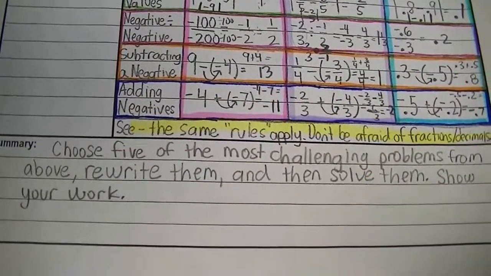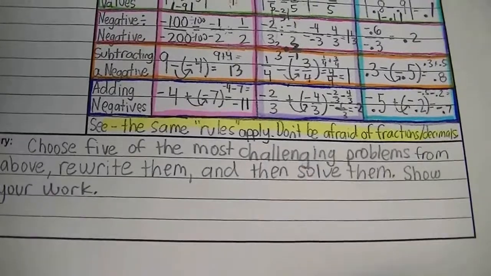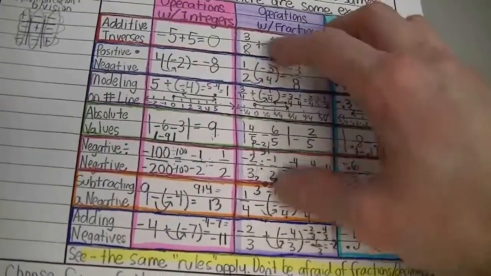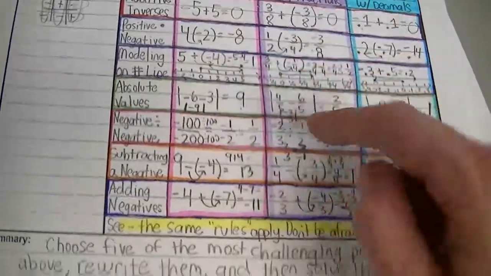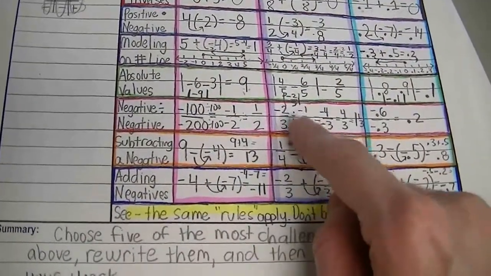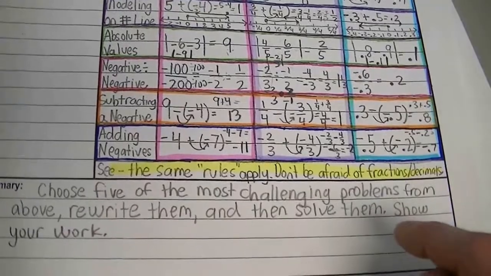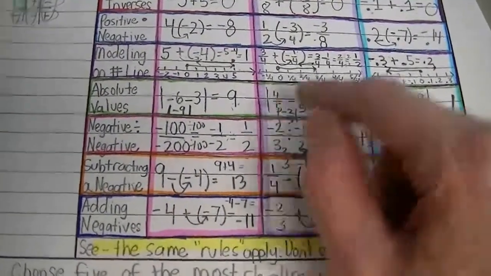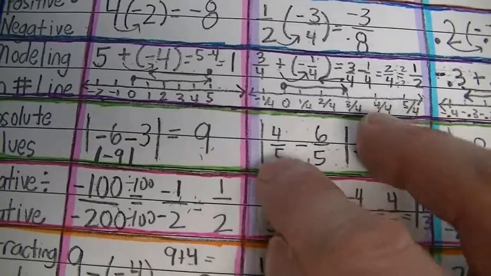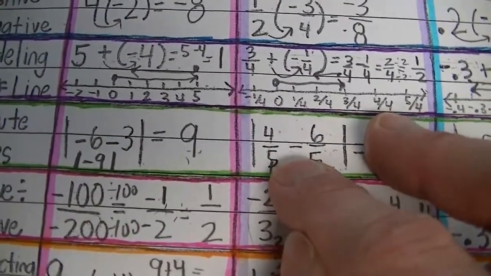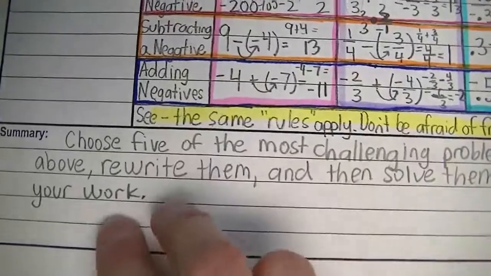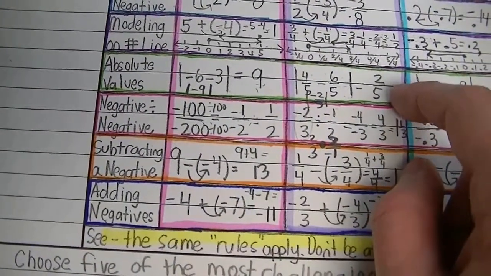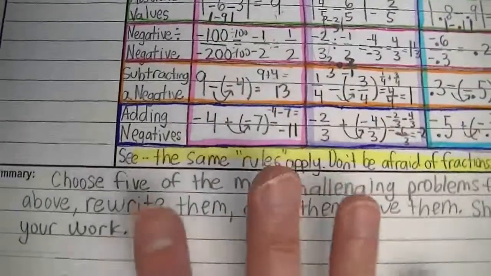So your job for the summary: I want you to choose 5 of the most challenging problems from above, any 5 of these over here, okay? Rewrite them, so rewrite the ones that you see, and then I want you to solve them. Show your work, okay? Please don't just sit there and say, oh, I'm just going to copy everything. So if this was one of the challenging problems, write that down here, and then solve it, and then double check: did I get it right? And if you didn't, you want to keep practicing it, okay? Pick 5, I want to see 5.